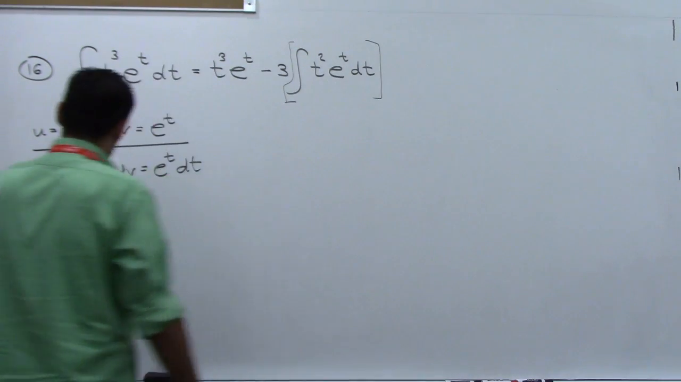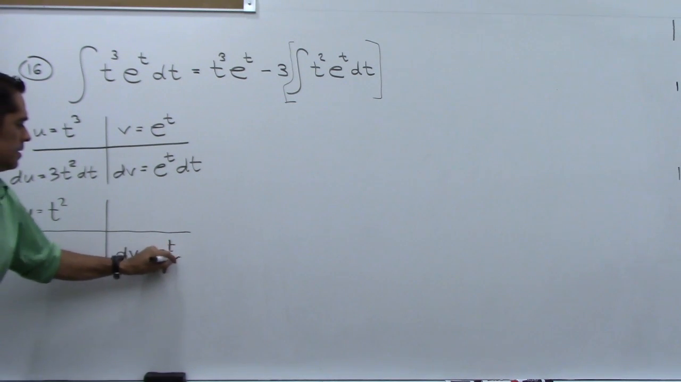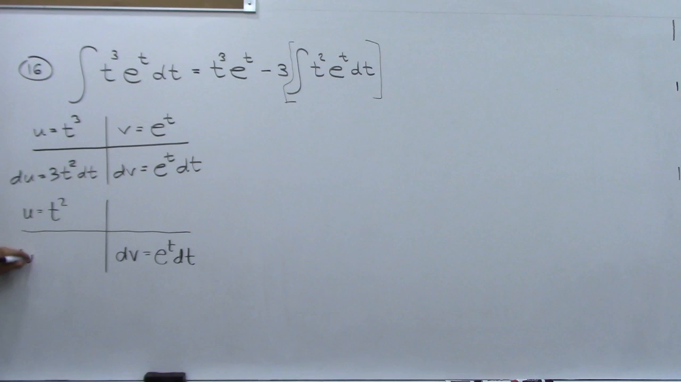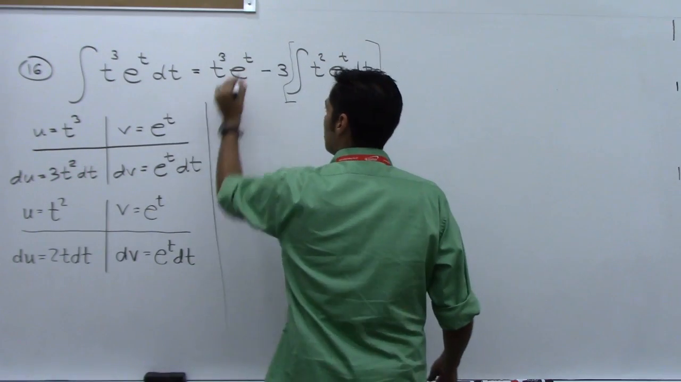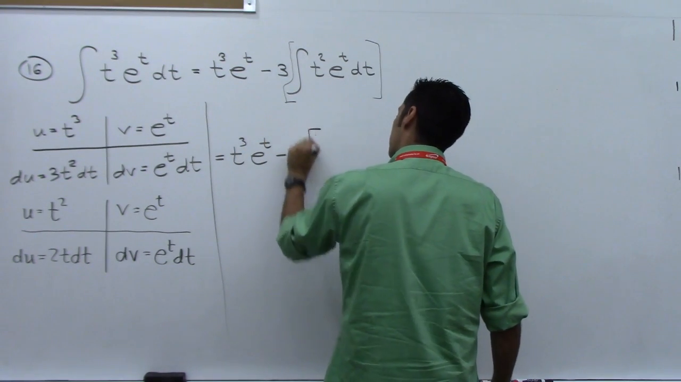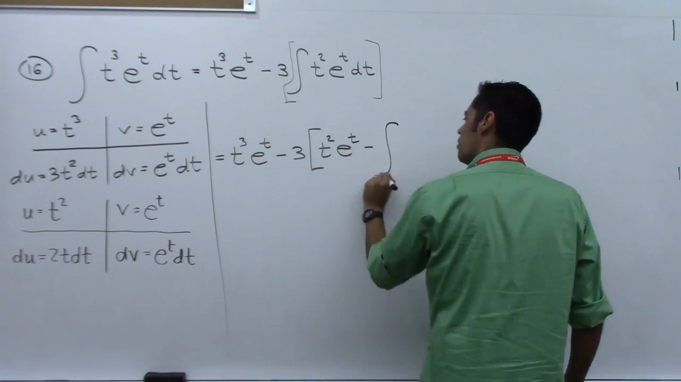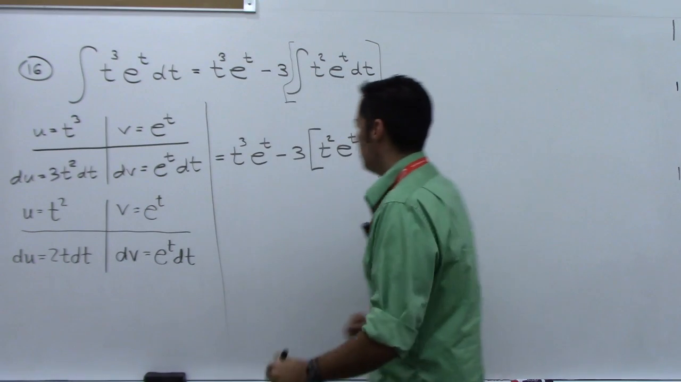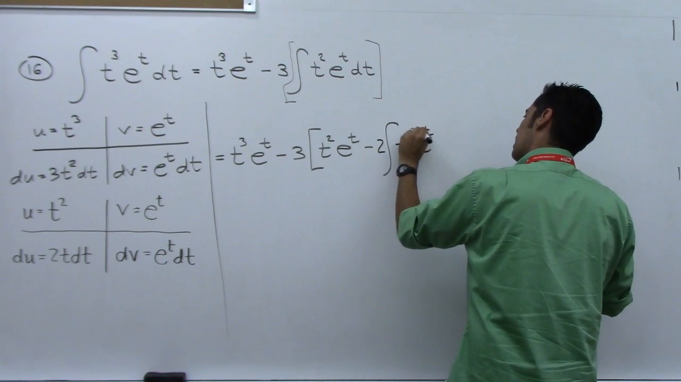And I'll do my table over here. u is going to be equal to t squared. dv is e to the t dt. du is 2t dt. v is e to the t. So we have that this is equal to t cubed e to the t minus 3, and then in brackets, uv minus integral v du: t squared e to the t minus integral, here times this, the 2 comes out, and then I have t e to the t dt.